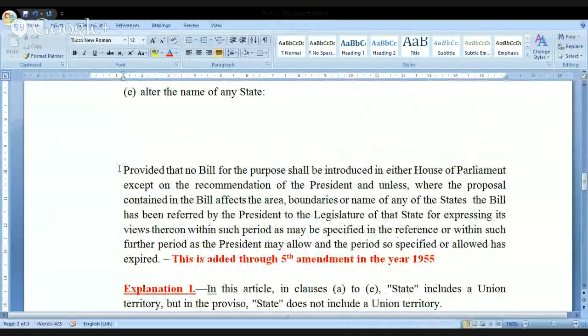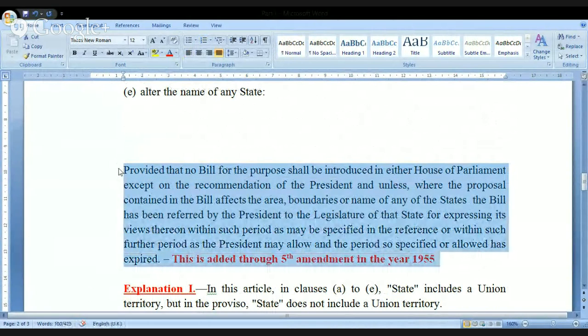Now, whatever I am going to talk to you now, this is the whole procedure. But at the end of this, you kindly see, this was added through the 5th amendment in the year 1955. Meaning, whatever I am going to talk to you now, originally it is not a part of the Indian Constitution. It has been added through the 5th amendment.